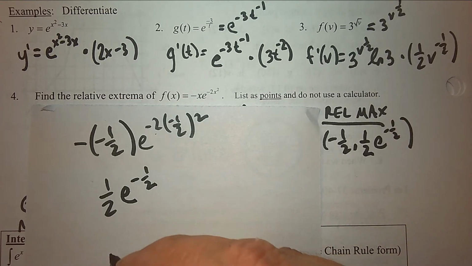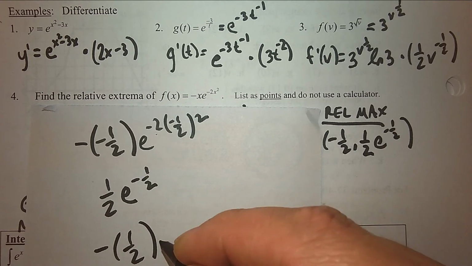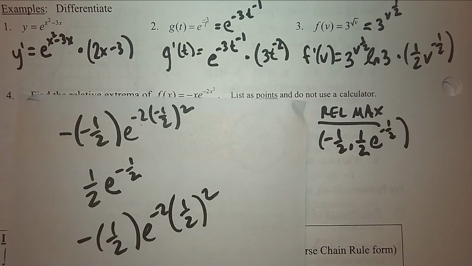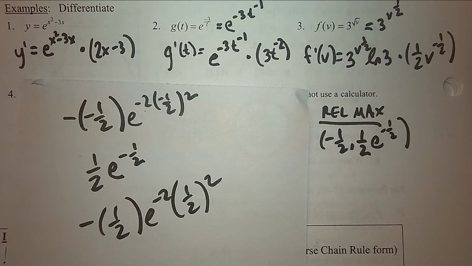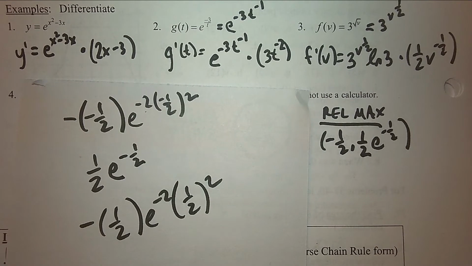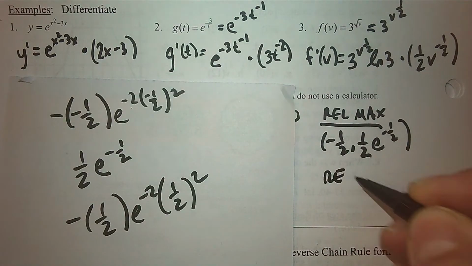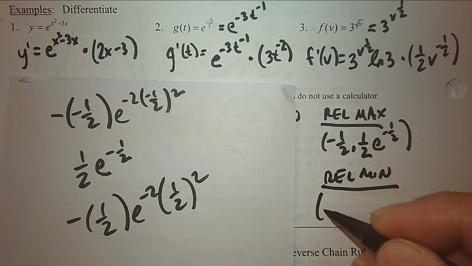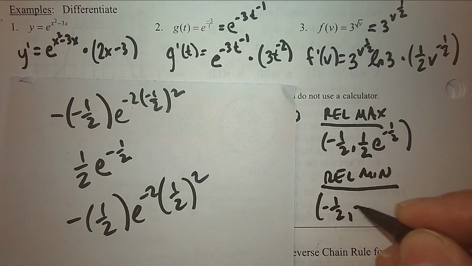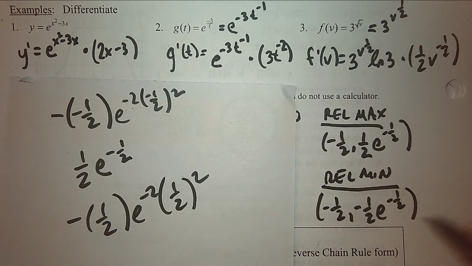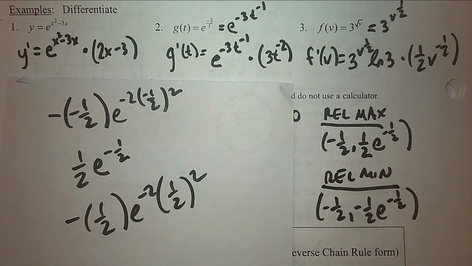What happens if I plug in positive a half? What would that give me? Almost the same answer, right? The exponent would be the same. What would be different? Does that make sense that that wouldn't be the minimum? Because the y value is negative compared to being positive. So it's negative 1/2 e to the negative a half. Well, isn't that positive? What's that?